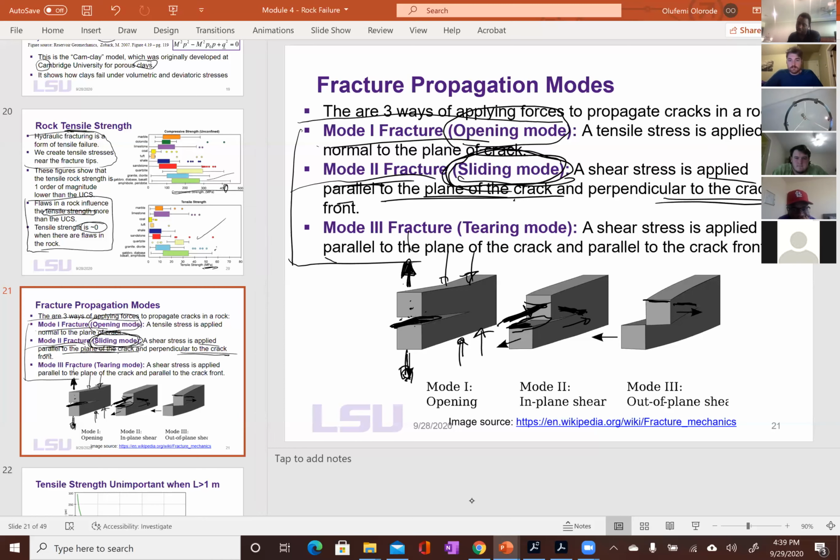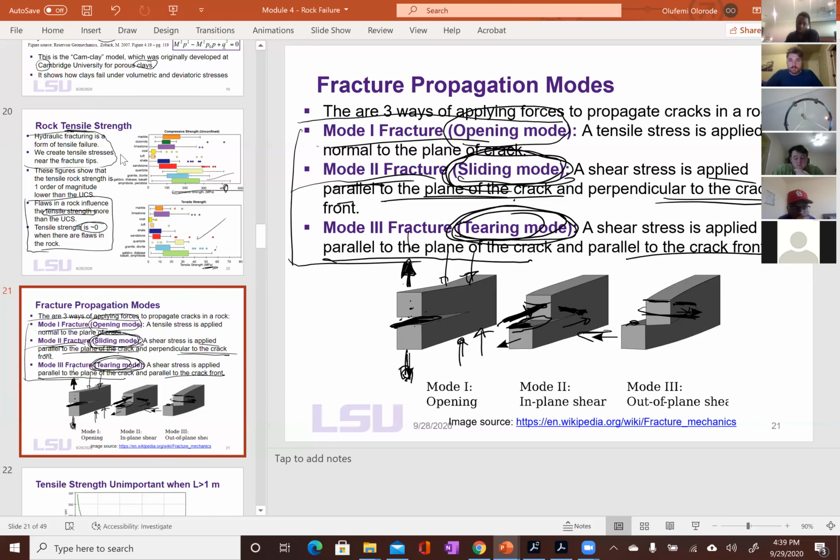Here it is parallel both to the plane and to the crack front, and that's shear or tearing mode. So it's getting torn in this direction. It's parallel to the fracture surface, and also parallel to the crack front. So those are the three modes of fracture propagation.